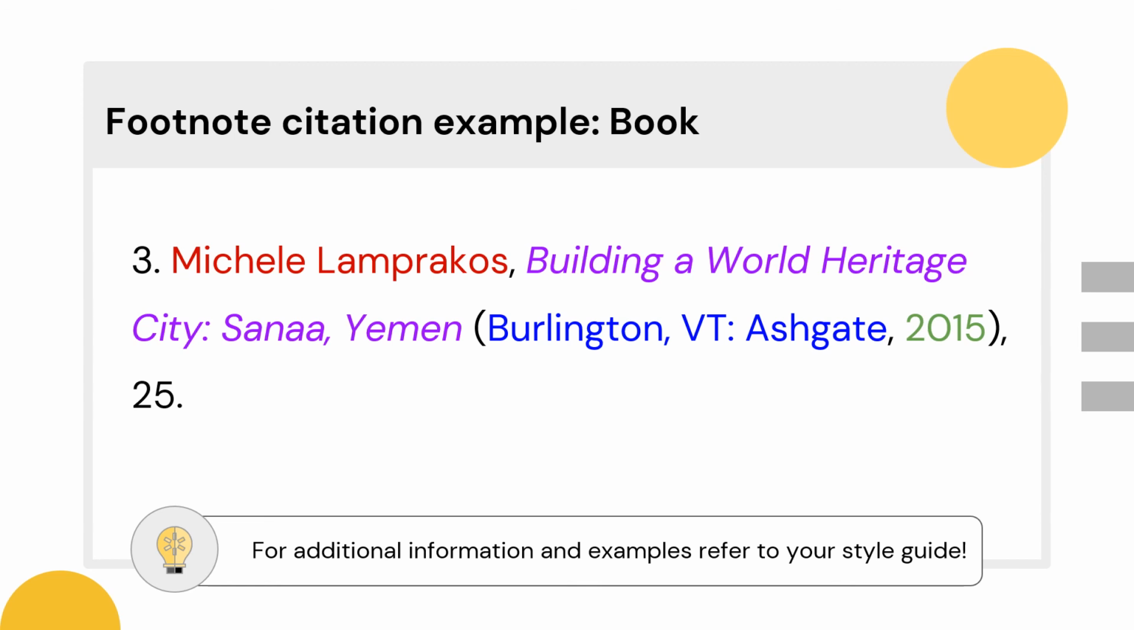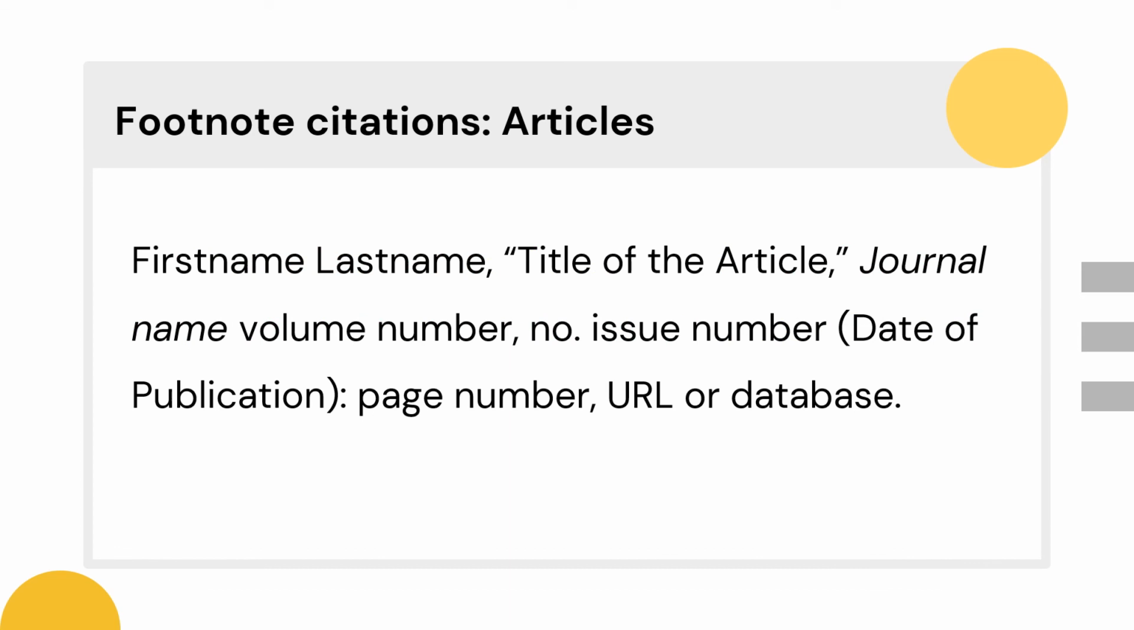For additional information and examples, refer to your style guide. Remember that the type of source you're citing impacts your formatting. In our last example, we looked at a footnote citation for a book. Citations for journal articles are a little bit different. With journal articles, you'll need both the name of the article and the name of the journal in which it appears. Let's go through each component step by step.